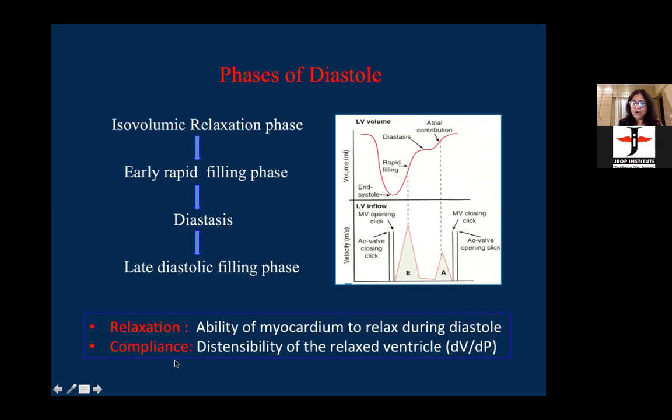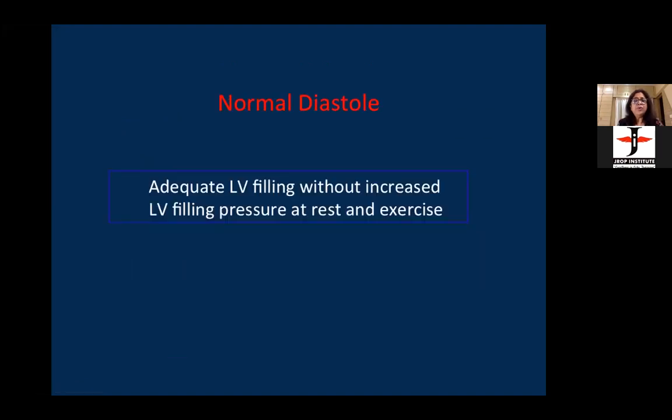So for a normal diastole, we need a normal relaxation and a normal compliance of the ventricle. Then only we'll have the adequate LV filling without increased LV filling pressure at rest as well as at exercise.